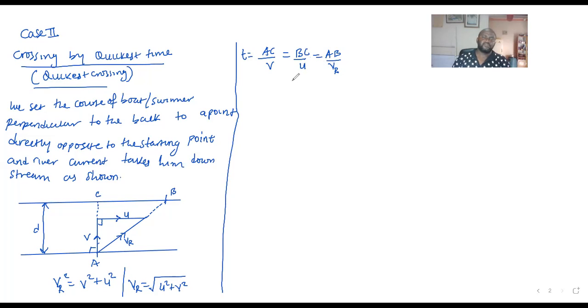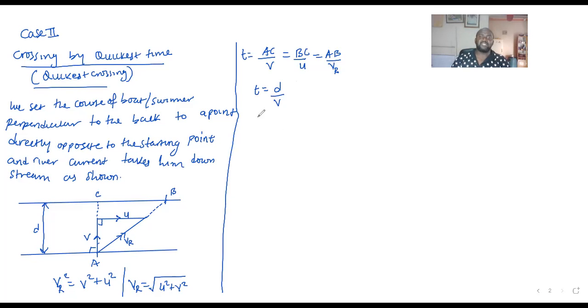With this, you will have to realize that the easiest time can be got from the distance D, which is known, the width of the river, out of the velocity with which the boat or the swimmer is crossing.